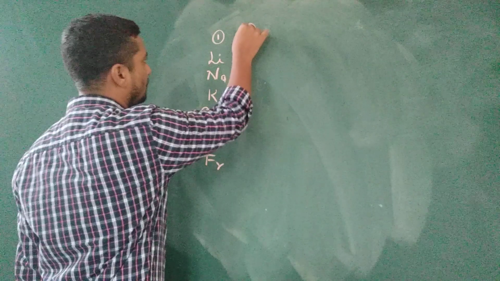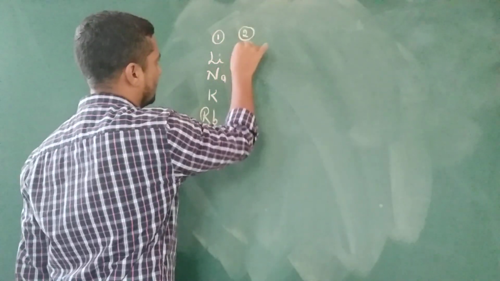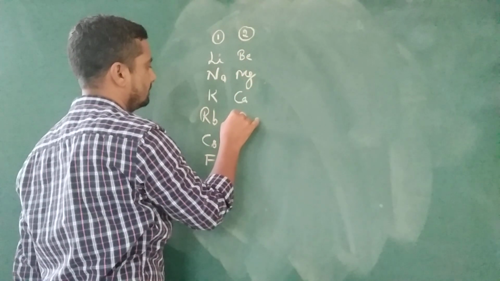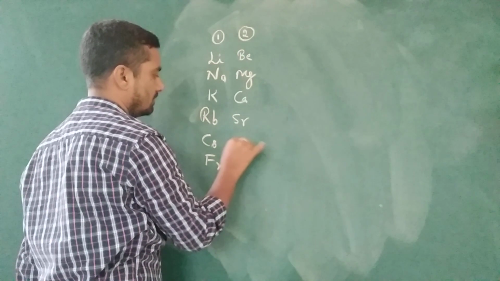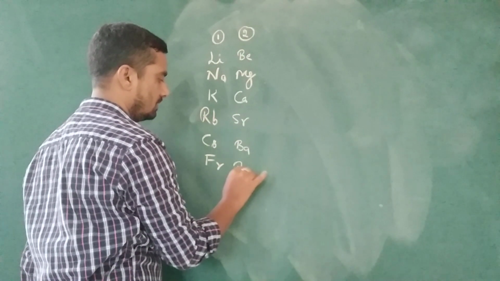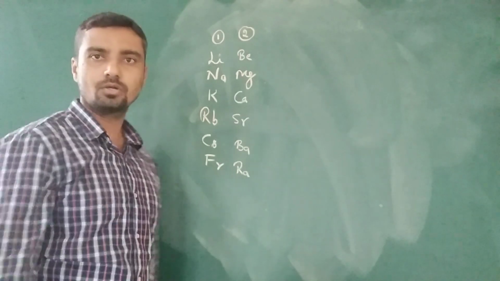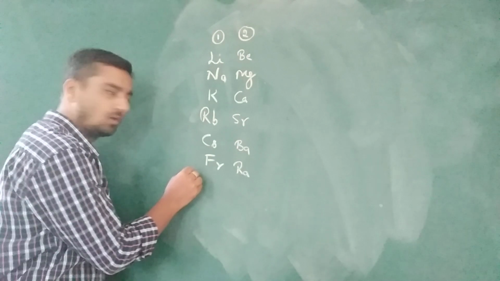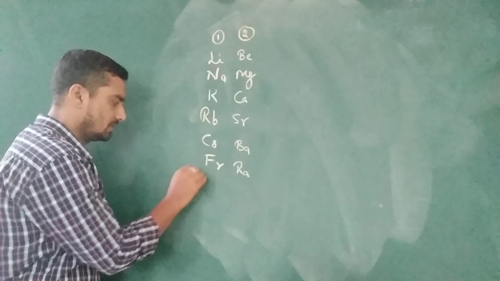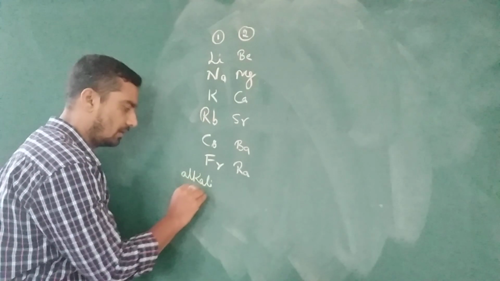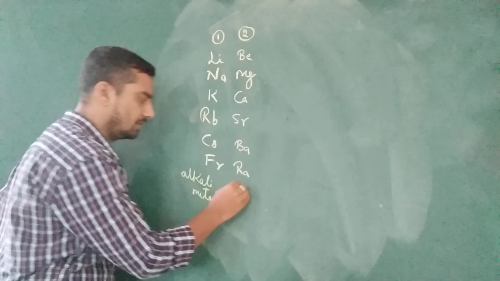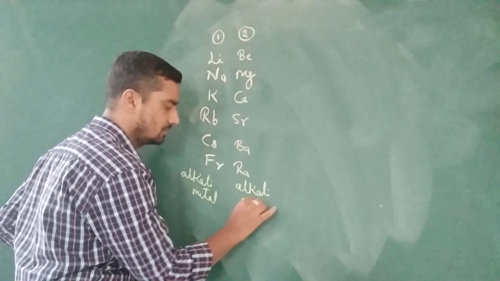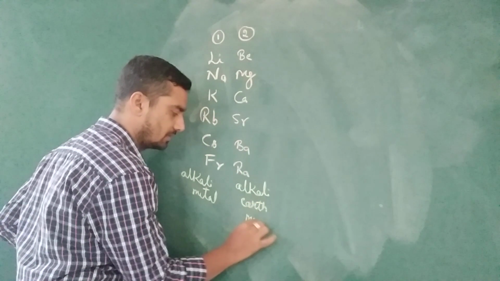Next is the group 2 elements: beryllium, magnesium, calcium, strontium, barium, and then radium. They are called the group 2 elements, and they are called alkaline earth metals. So this one is called alkali metals, and this one is called alkaline earth metals.